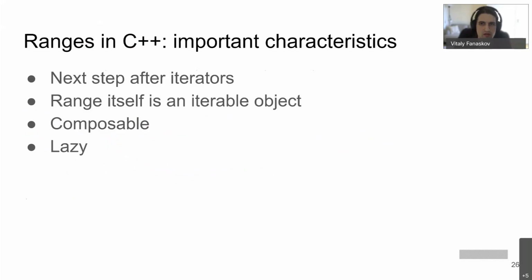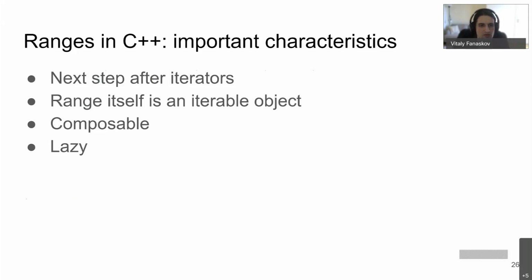Okay, so what are ranges? Well, it's a next step after iterators. It's not true to say that it's just a wraparound for iterators. It's slightly more complicated, but it's for sure an iterable object. And ranges are composable, so you can use this pipeline operator to create a lazy pipeline. It does not necessarily have to be lazy, but that's usually what you want to achieve.